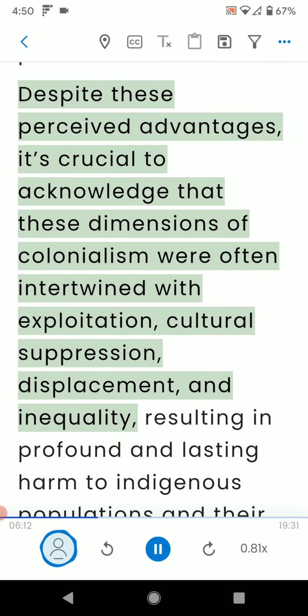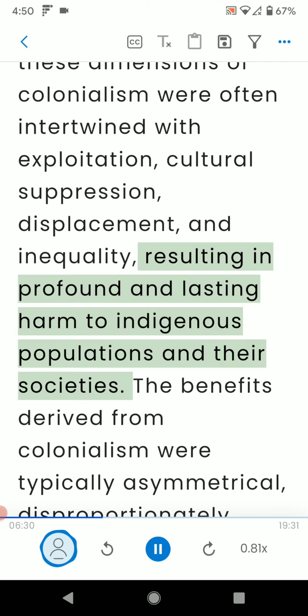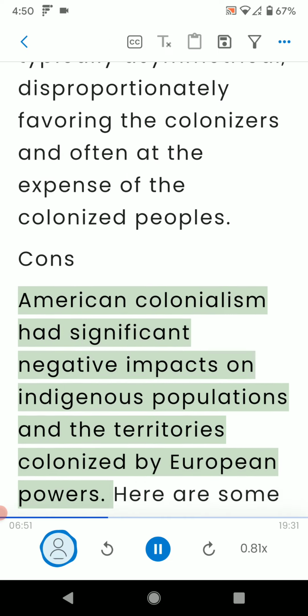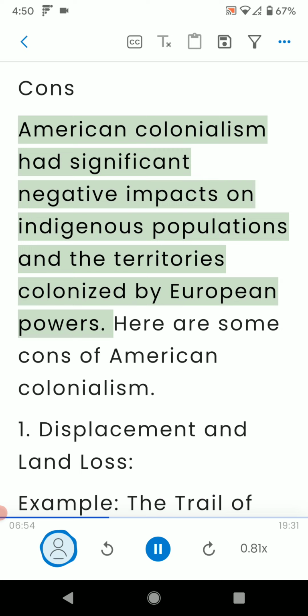Despite these perceived advantages, it's crucial to acknowledge that these dimensions of colonialism were often intertwined with exploitation, cultural suppression, displacement, and inequality, resulting in profound and lasting harm to indigenous populations and their societies. The benefits derived from colonialism were typically asymmetrical, disproportionately favoring the colonizers and often at the expense of the colonized peoples. Cons. American colonialism had significant negative impacts on indigenous populations and the territories colonized by European powers.